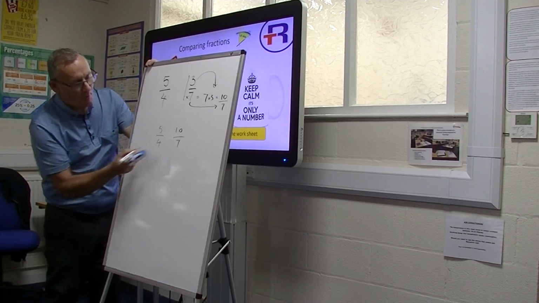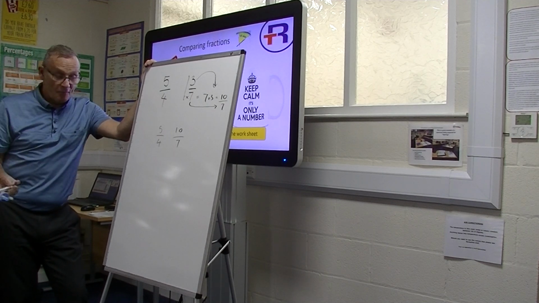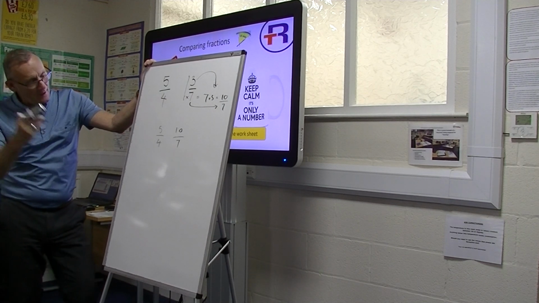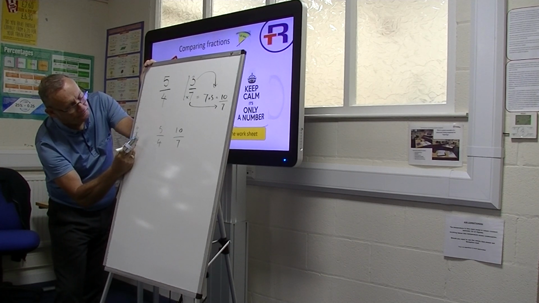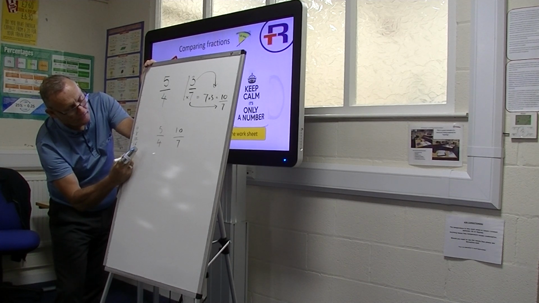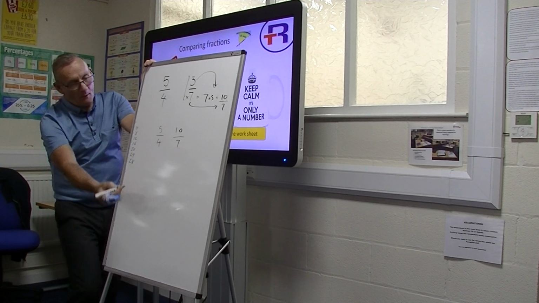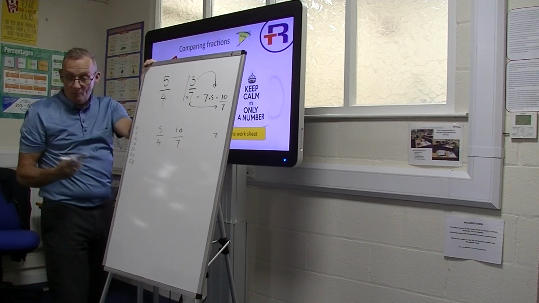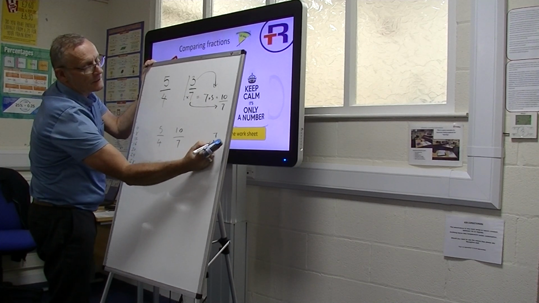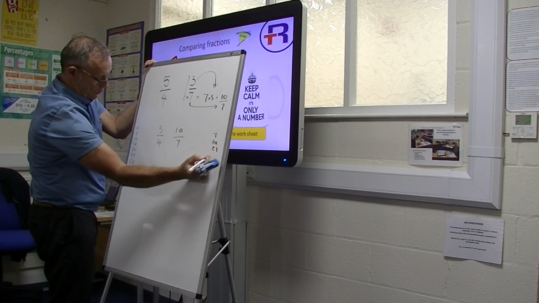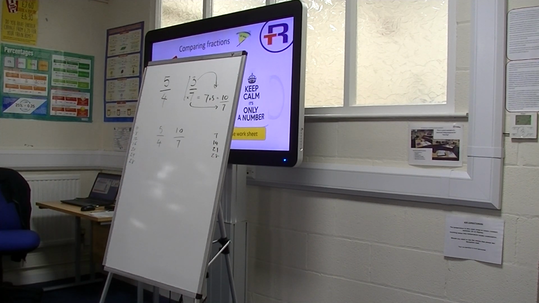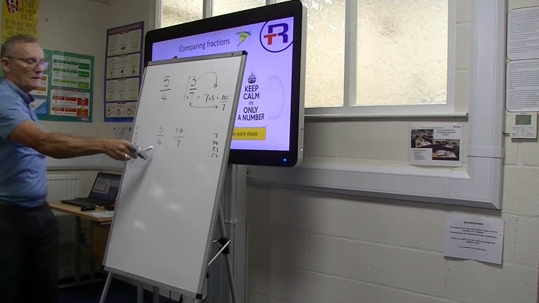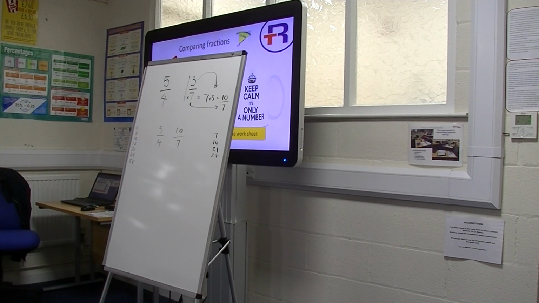We have to find a common denominator at the bottom from 4s and 7s. If we don't know that, we do our 4 times table down here, and we do our 7 times table here. We're looking for a number that's in both times tables. 7, 14, 21... There it is. It's 28. It's in the 4 times table, it's in the 7. So we know that we can now make both those bottom numbers into a 28.